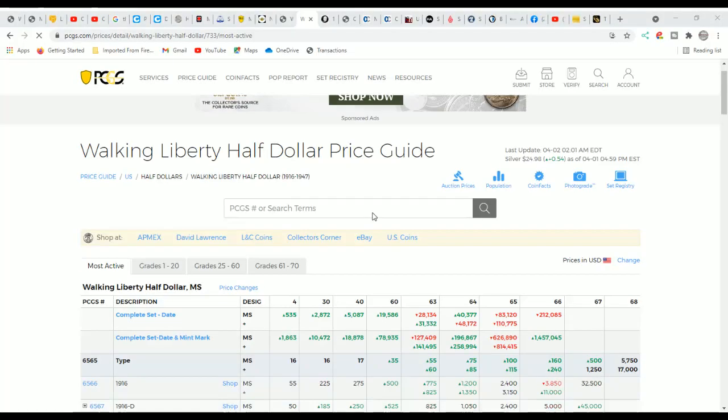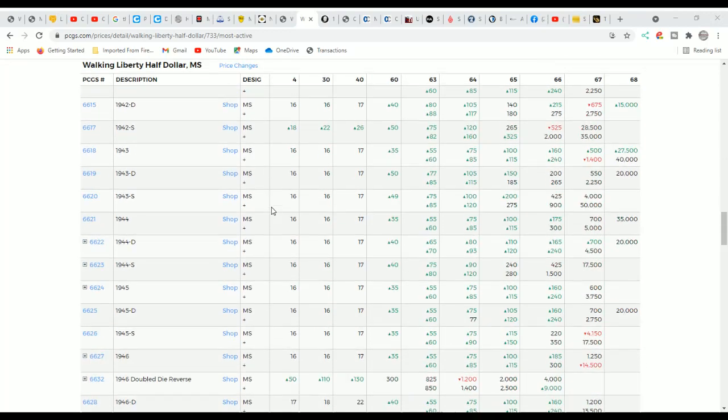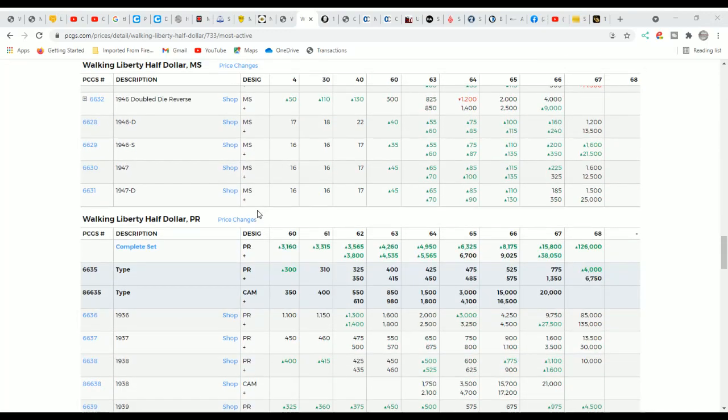We can actually do that. When you go to the price guide, the Walking Liberty half dollars are the ones that are going to be worth the money. They're the money coins anyway. So we can take a look at those. Also, 47 was the last year for the Walking Liberty half dollar. So you have the 47 and the 47D. If they grade 66, you can see $225, $185.